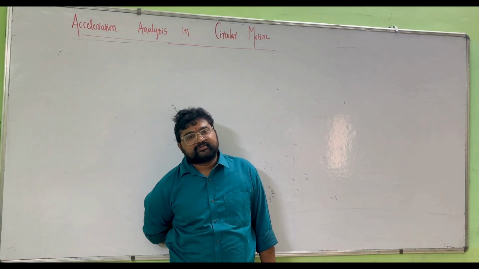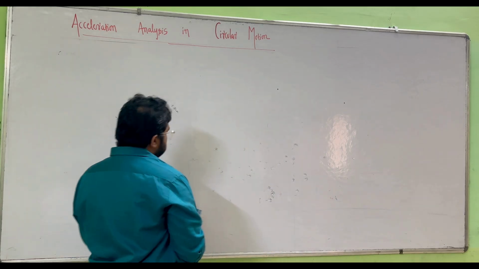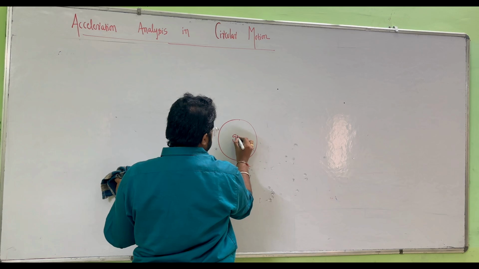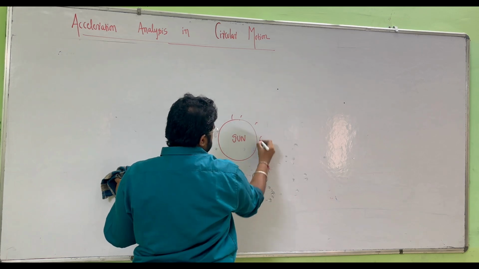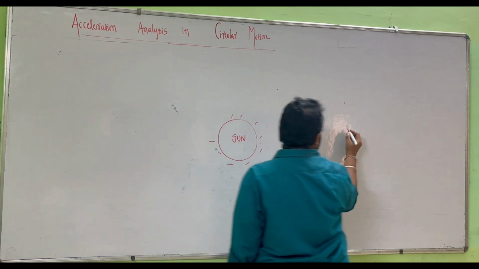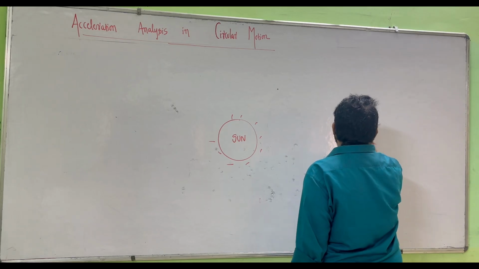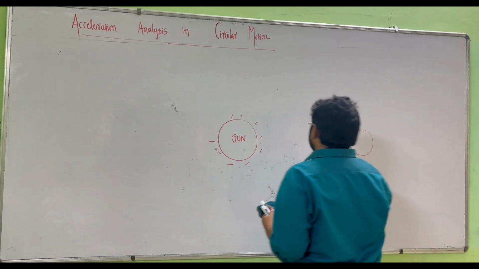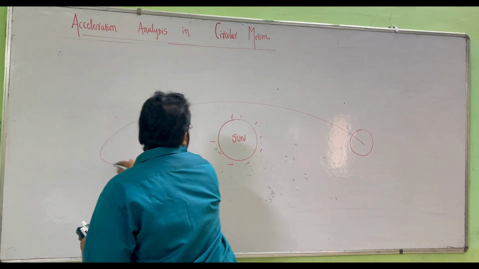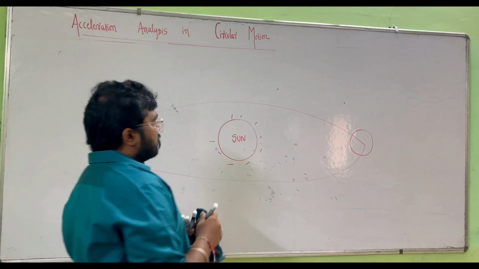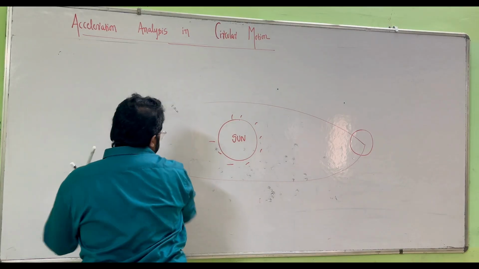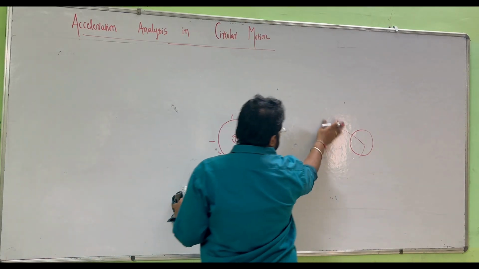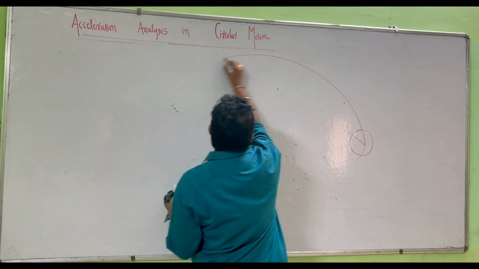From a fixed point, see this. Sun. Okay? Here to here, Earth. This is Earth, moving along an elliptical path. Clear? So here you can see, if you see from the top, it is in circular motion.